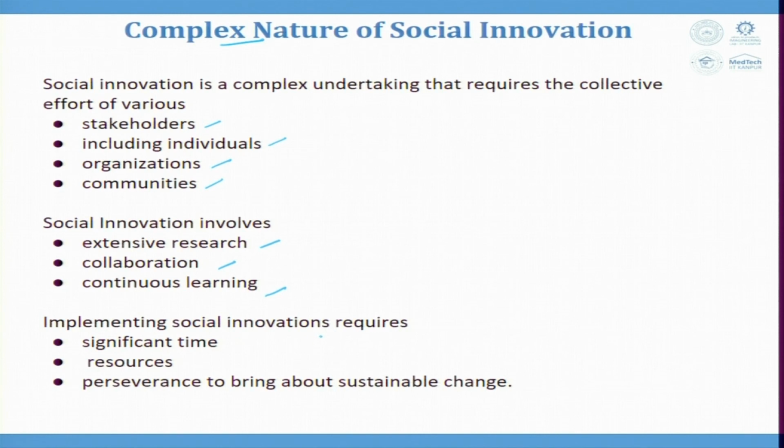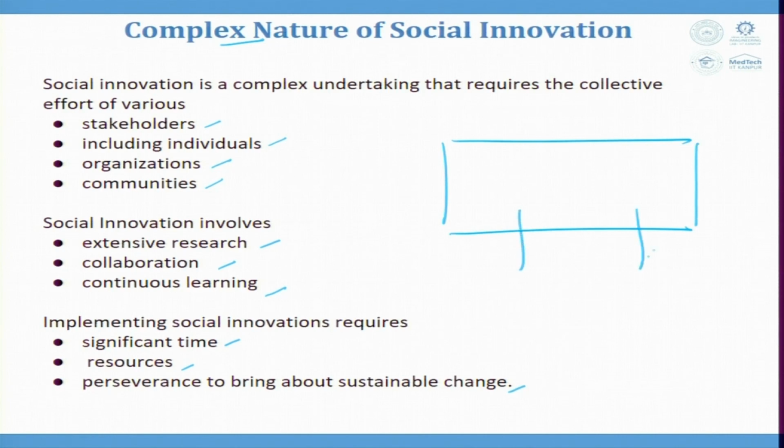Implementing social innovation requires sufficient time, resources and perseverance to bring about sustainable change. So, social innovation is a complex undertaking that requires a collaborative effort between various stakeholders. So, you have a table. Various stakeholders participate, and all of them try to create solutions. They share resources and try to generate new knowledge so that they can solve a social issue.